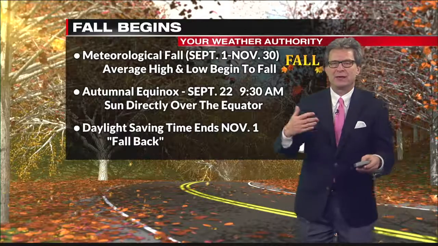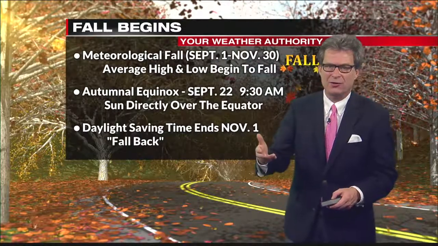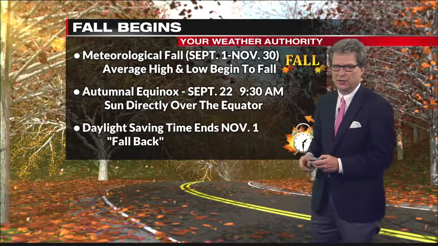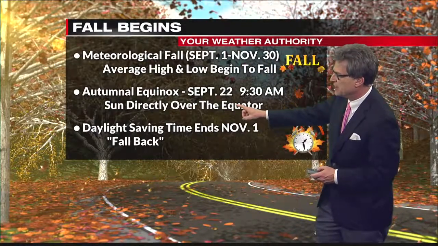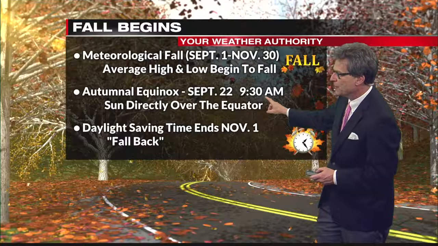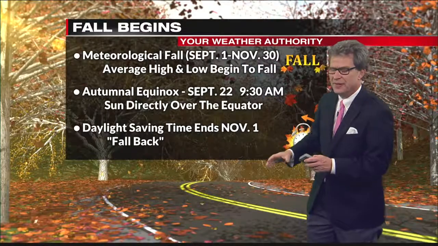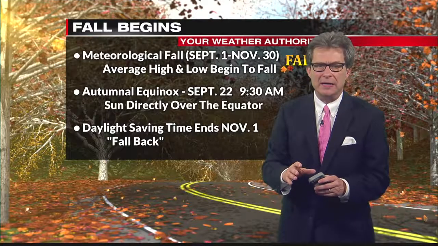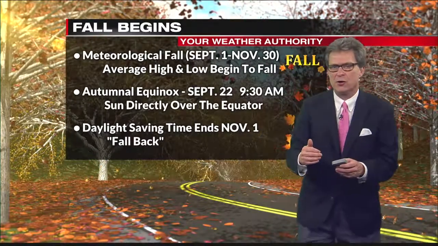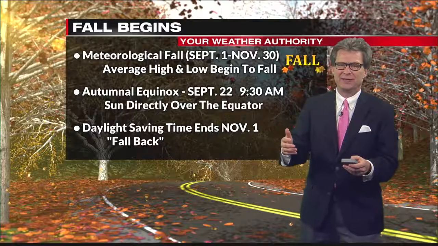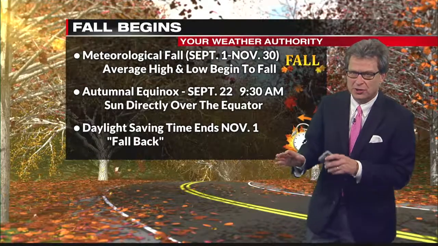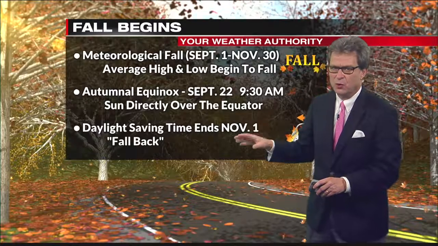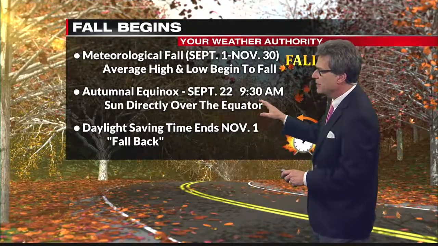Okay, and then you've got traditional fall or astronomical fall, and that's determined by the equinox, which this year is on September 22nd at 9:30 in the morning Eastern Daylight Time, and that's when the sun's rays are directly over the equator. And equinox is a Latin term meaning equal days and equal nights. So there's approximately 12 hours of darkness and 12 hours of daylight on the equinox.